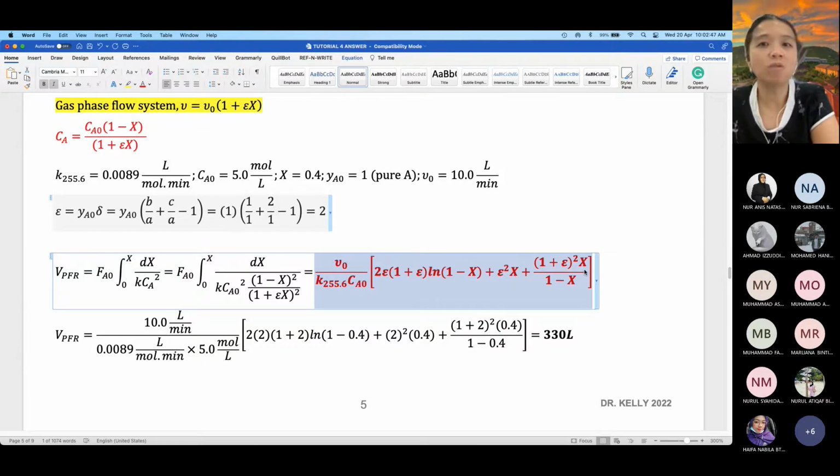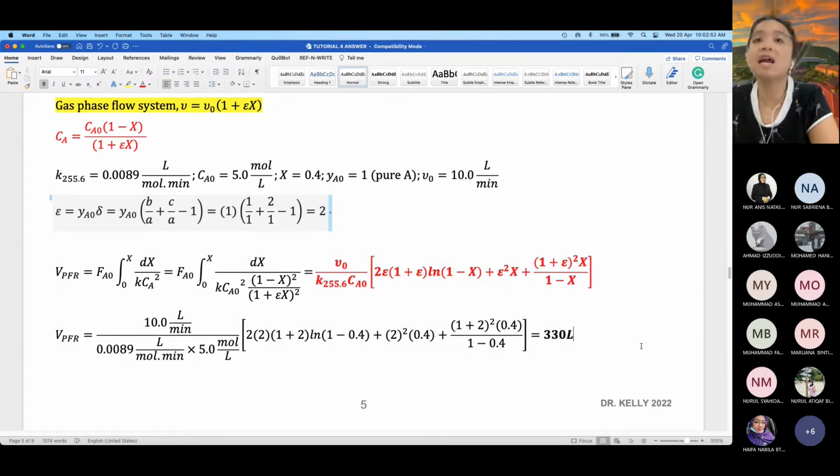You should be able to get the volume of the PFR as 330 liter. Okay, so that's all for question part B. Question part B is quite straightforward, tetapi you must really remember yang soalan 1 dengan 2 sebelum ni liquid phase. Kamu akan perasan equation dia betul-betul berlainan bila kita ada gas phase reaction. So as long as you remember that, you should be able to solve question number 3 quite smoothly.